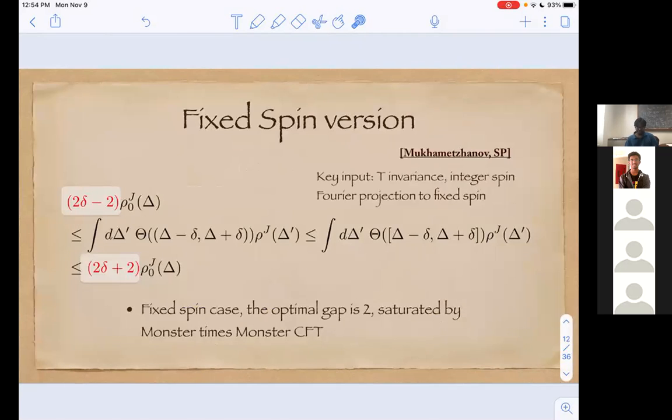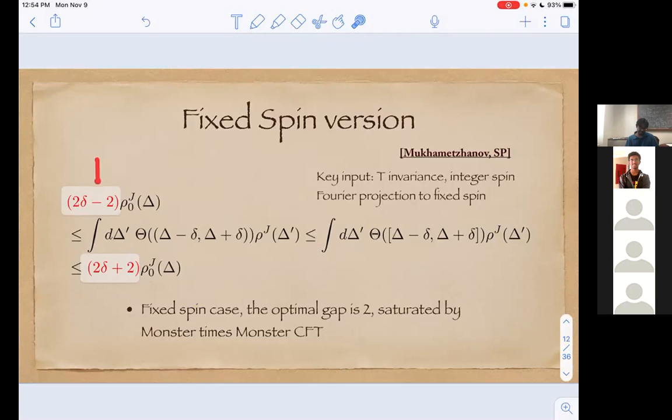So next we can also write down a fixed spin version of this. In the fixed spin version, the key input is T invariance. We use the T invariance to show that the spins always have to be integer. And once we know in a partition function spin has to be integers, we can do a Fourier projection on the fixed spin. So basically one can write down a fixed spin partition function and play the same game, and then we can also find another inequality with some optimal bounds.